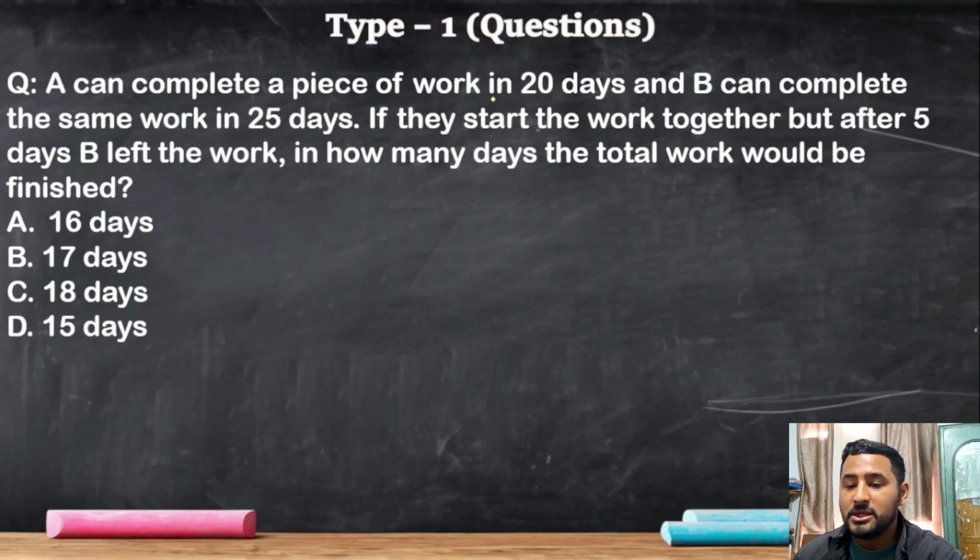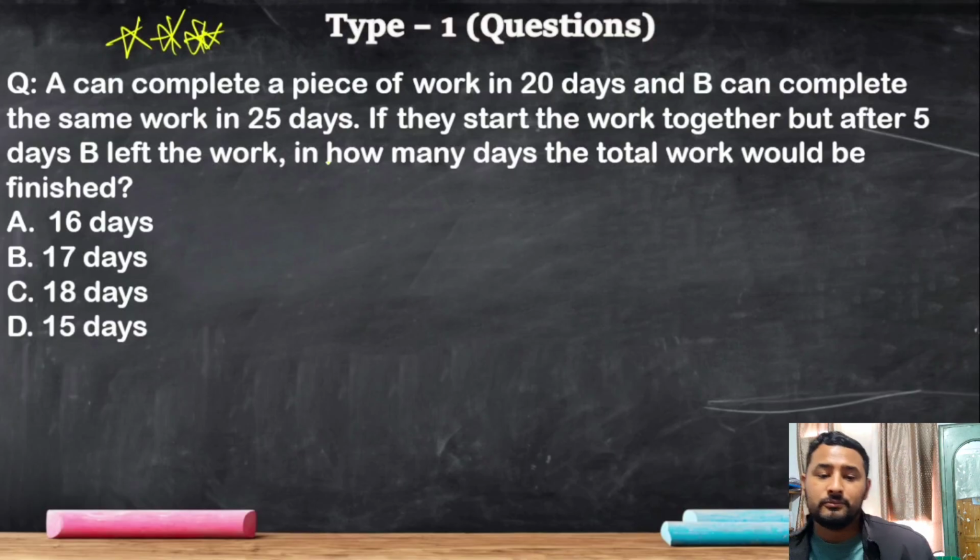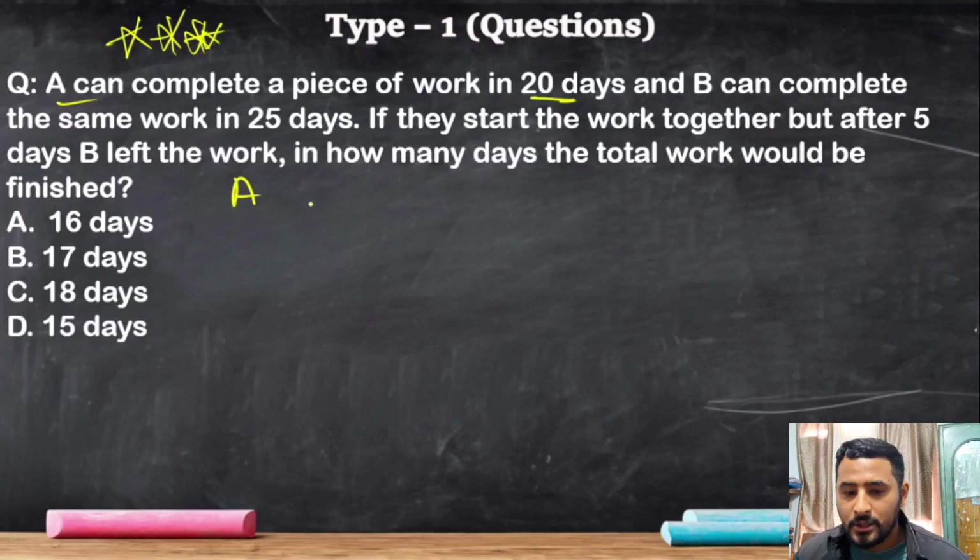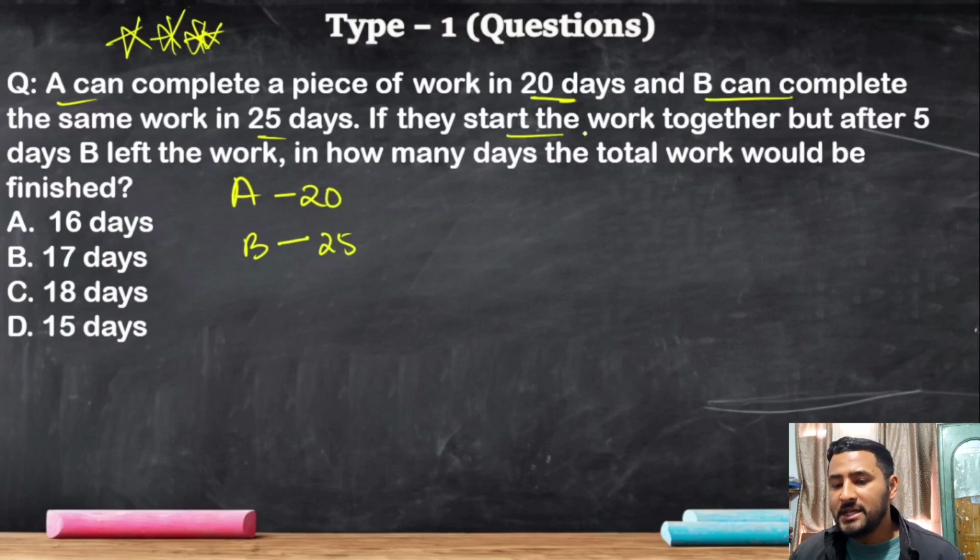A can complete a piece of work in 20 days. B alone in 25 days, if they start work together. Very important question again. So let us see now what the question is. Listen nicely. A can complete a piece of work in 20 days. B can complete the same work in 25 days. If they start work together, but after 5 days, B left the work.